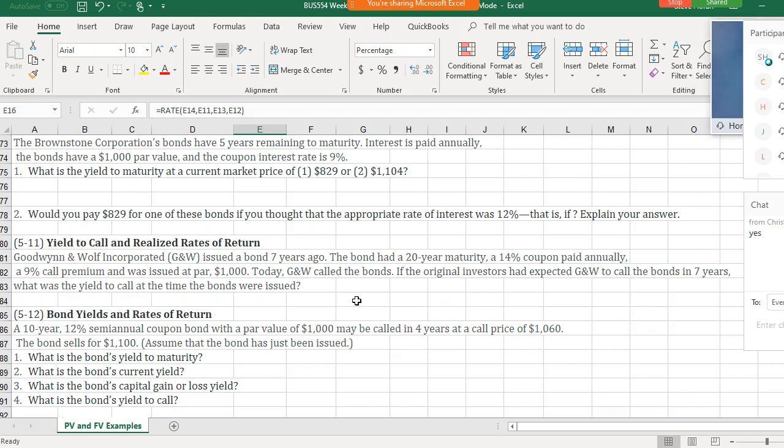So we have to kind of think back 7 years ago. And so it's not really any different kind of a calculation. What's unique is the way they word the calculation. And the key thing to keep in mind here is when the bonds were issued 7 years ago, the call premium was 9%. So just imagine 9% times 1,000 is 90. So the call price would have been 1,090. Okay, so that's maybe one of the little twists for this particular question.